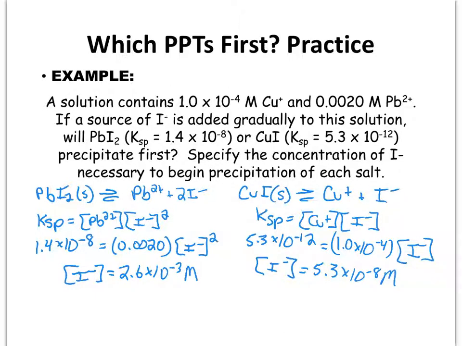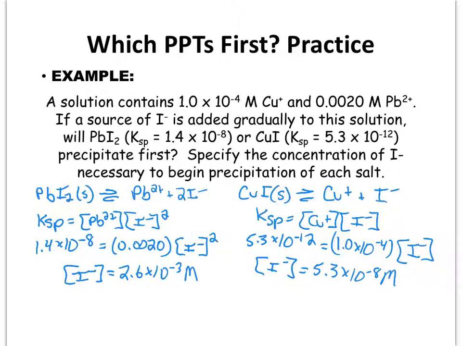So let's just review here what we did so far. We wrote the KSP expression for both possible precipitates, plugged in the values we know, and solved for the concentration of the unknown, or the one we're adding. So now what we do is we compare these two. Obviously, if you were slowly adding I minus to this solution, the concentration of the I minus would slowly start to increase. So the lower concentration of these two would be reached first.